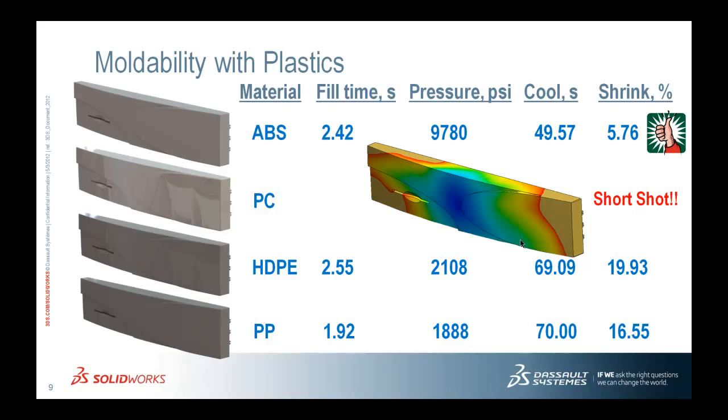Now, there are some issues that, depending on your specific design criteria, might push you to one of the other plastics. For instance, ABS did require a little bit more pressure. Now, if that could be a potential problem for you, then you might want to pick HDPE or PE.